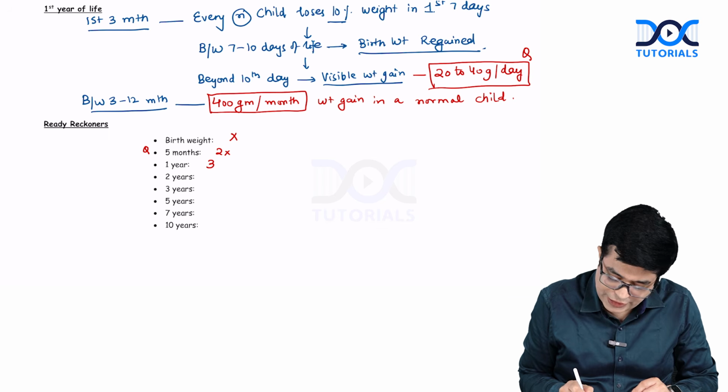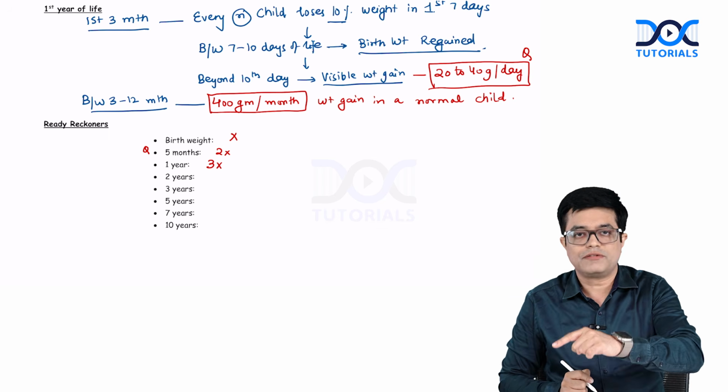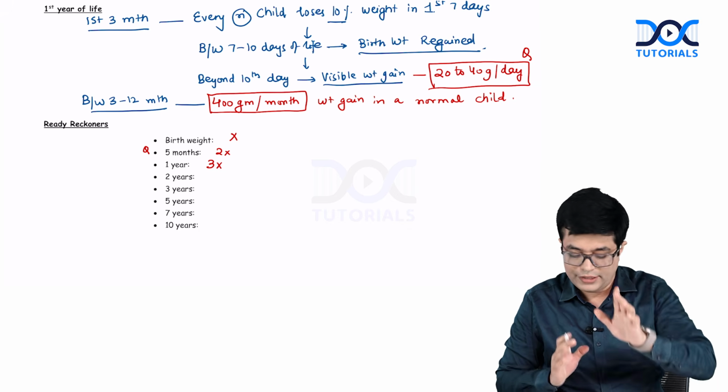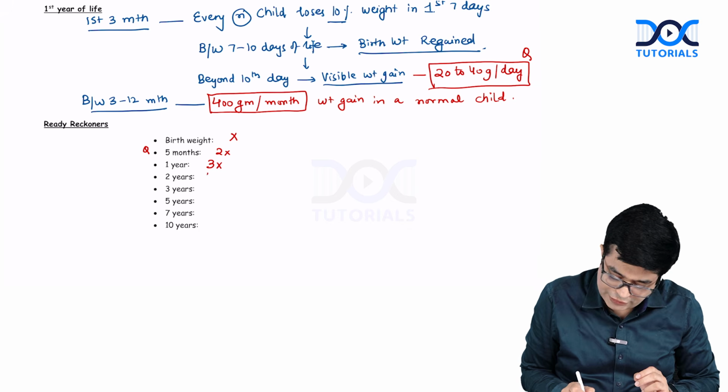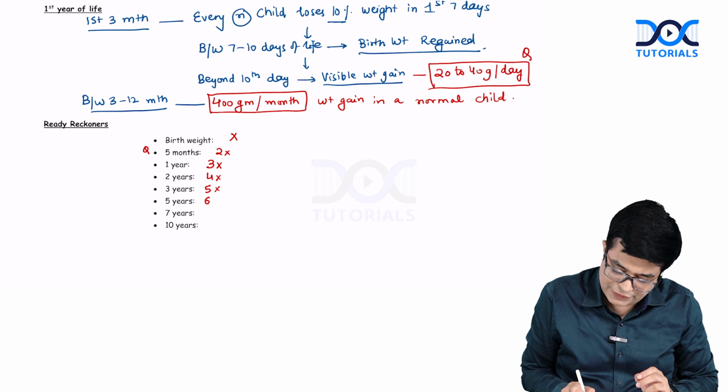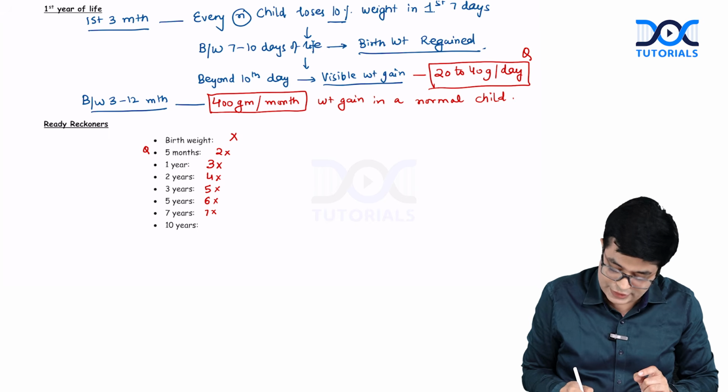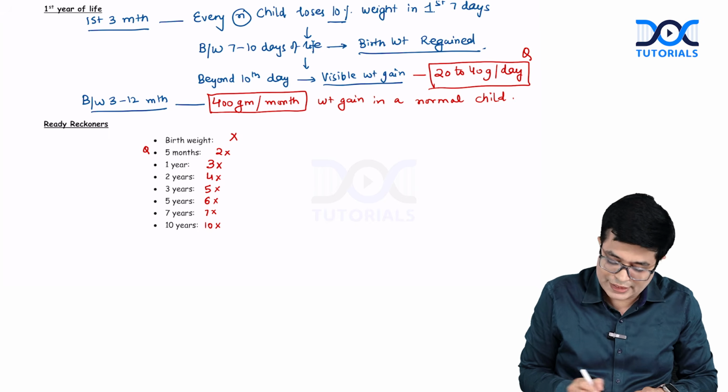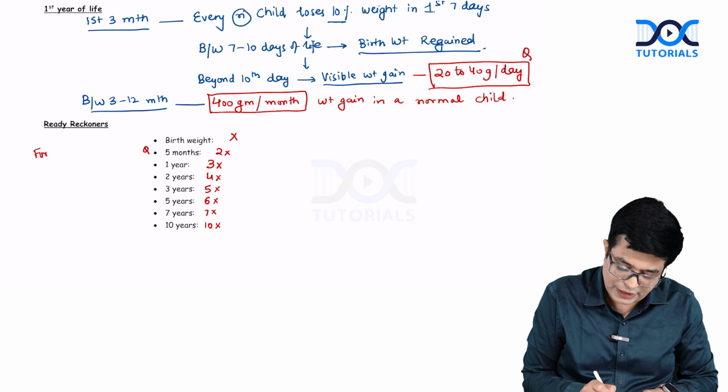At 1 year, the weight becomes 3X. So, tripling of birth weight happens at what age? In a normal child, 1 year of age. At 2 years, the weight becomes 4X. At 3 years, the weight becomes 5X. At 5 years, the weight becomes 6X. At 7 years, the weight becomes 7X. And at 10 years, the weight becomes 10X. And this is for a normal child.